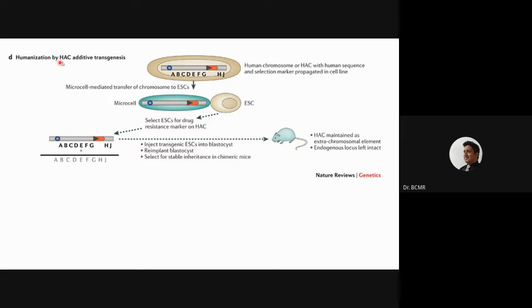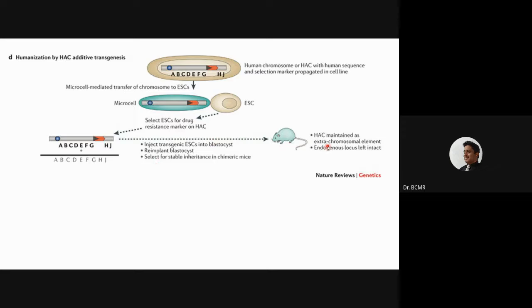So we can construct human artificial chromosomes, and you can locate all the genes that you want to transfer, like A, B, C, D, E, F, G, here, and then make a microcell and fuse it with an embryonic stem cell. So we can deliver this chromosome into a mouse embryonic stem cell. And then it will keep on.